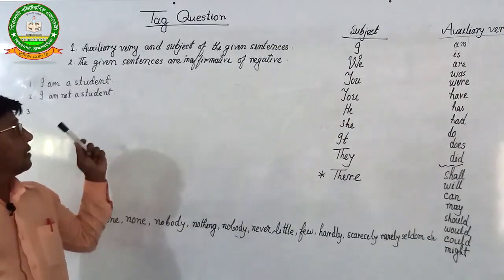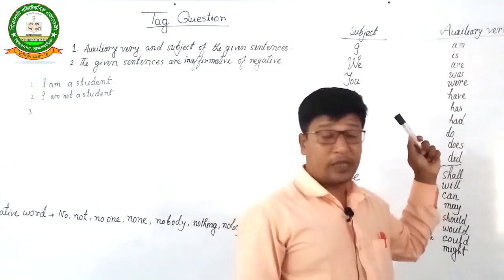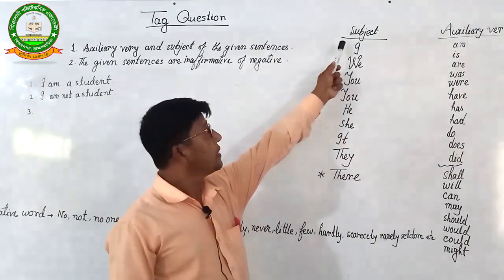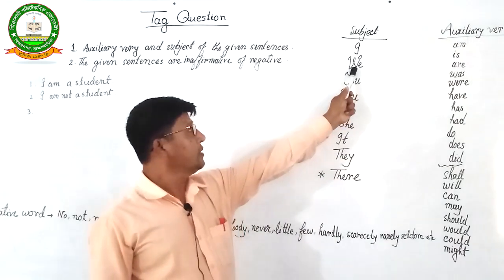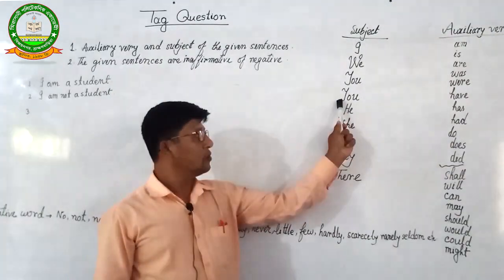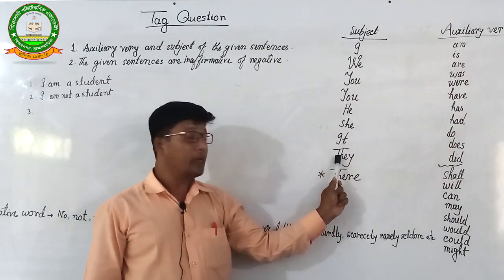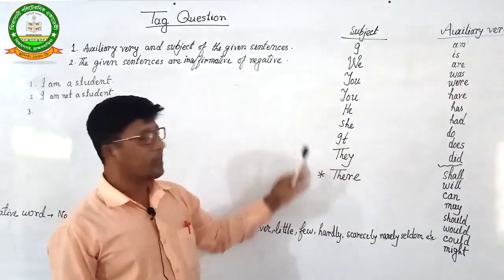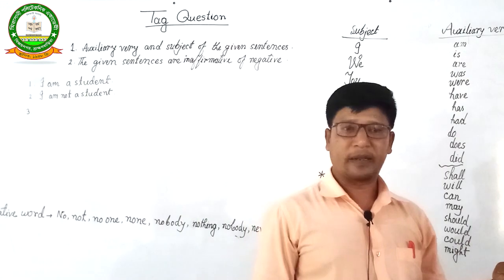So, I have written some subjects which we will use in take questions. Here, please look at the board. Here, subject: I, we, you, he, she, it, they. These are the subjects which we will use to add a take question at the end of the sentence.